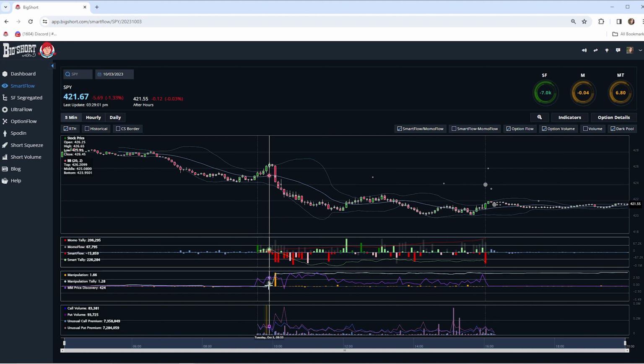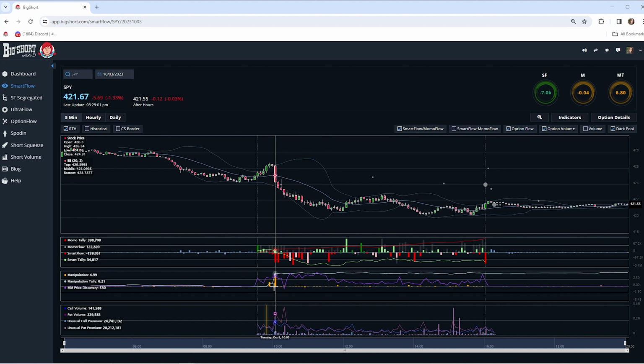So around here, where I see this positive manipulation, I see this bronze sweep coming in, I see this dark red smart flow, this is where I would enter a short position. And then right around here, we have an even larger positive manipulation bar, which is bearish.